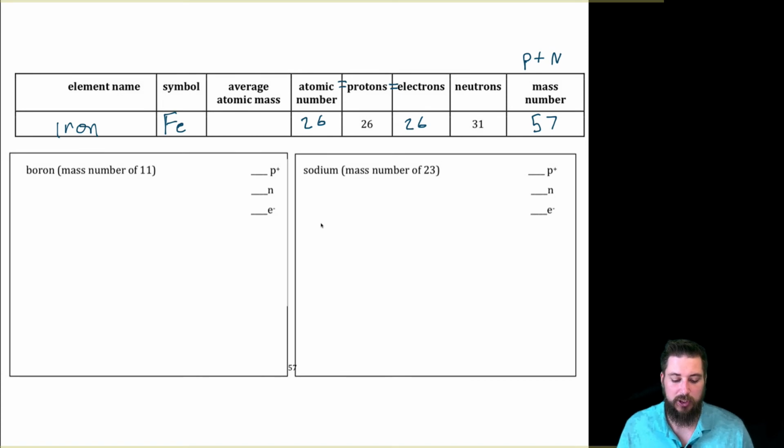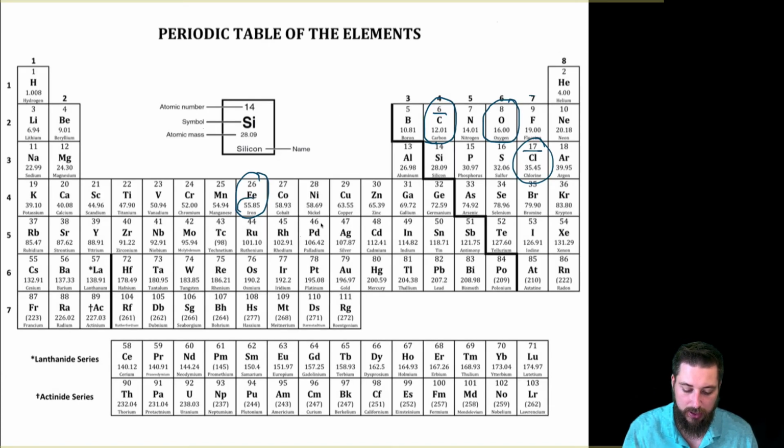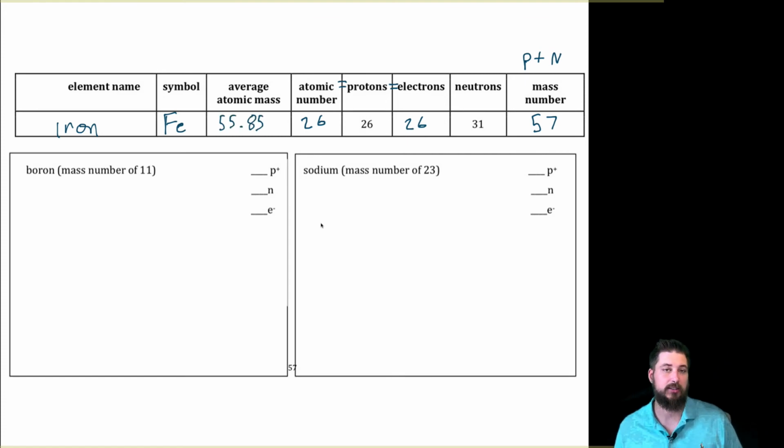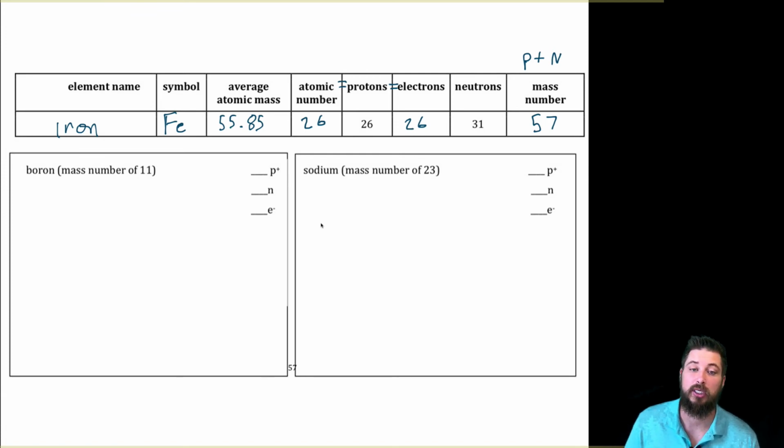Now, what about the average atomic mass? Well, that is the number at the bottom here, which is 55.85. Notice how the average atomic mass is different than the mass number. The average atomic mass is the mass that's on the periodic table, but the mass number is the mass of that individual atom. And so it's the protons plus the neutrons.